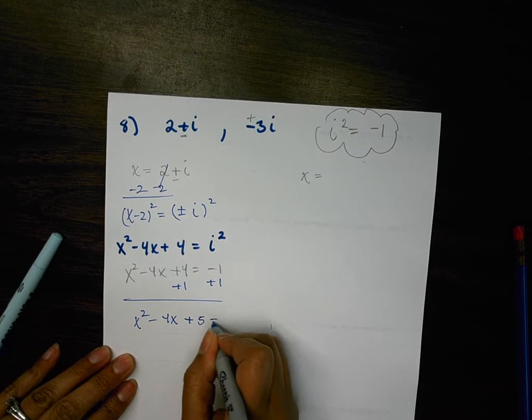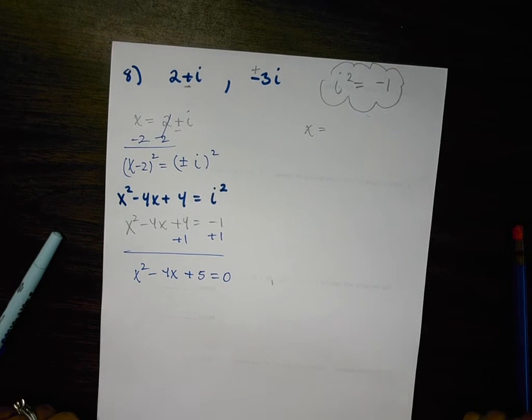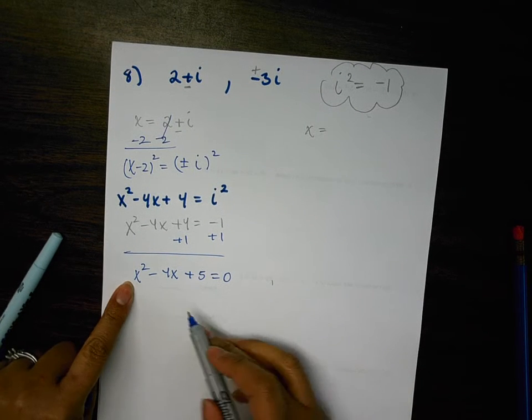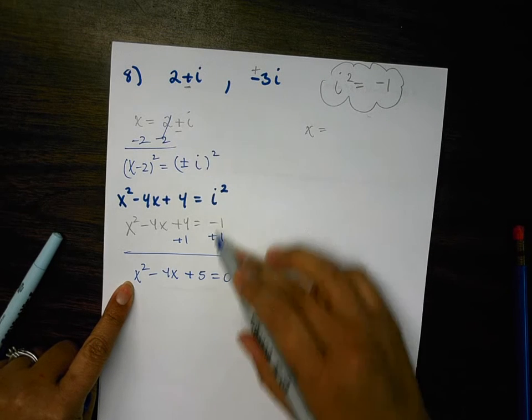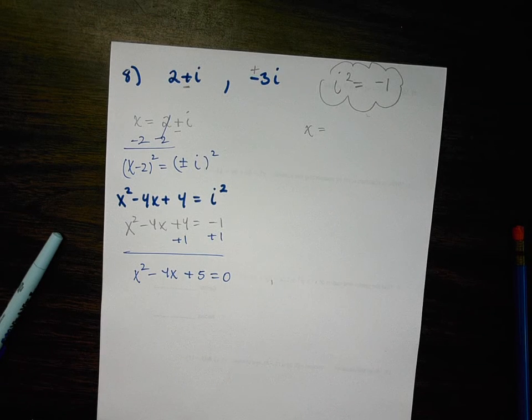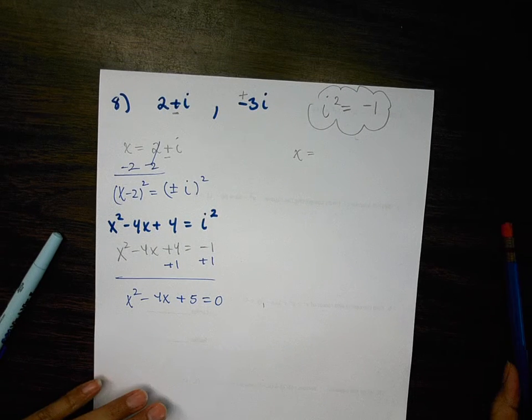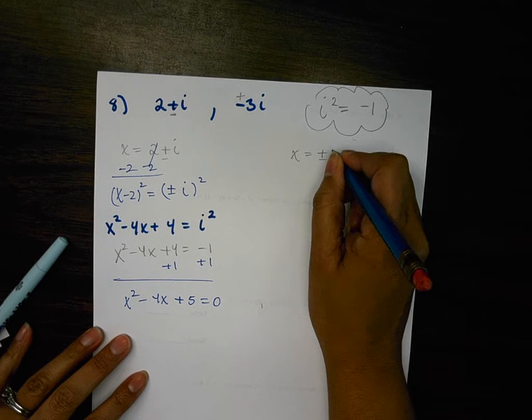What do I do with that negative 1? Add it over. X squared minus 4x plus 5 equals 0. As tempting as it is to solve this, do I want to solve it? No, because you're going to end up right back where you started. That's the solved piece of it. We worked backwards to figure out what this term was.